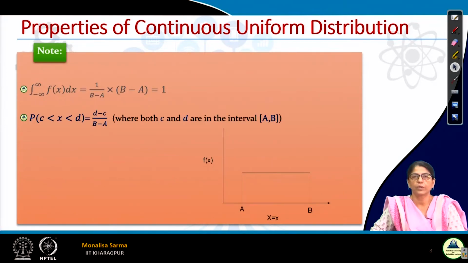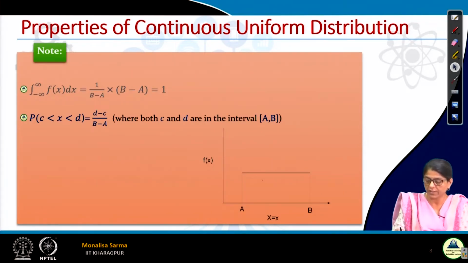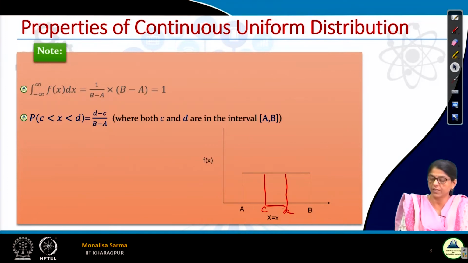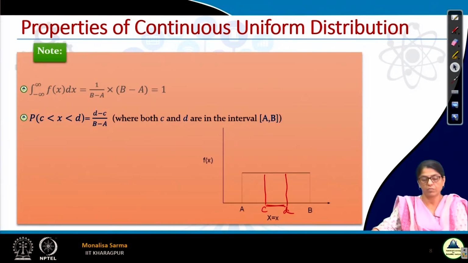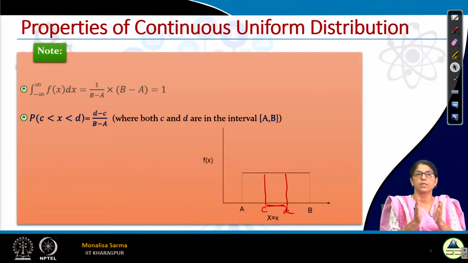Now, suppose we are interested in finding out the probability in this range C to D. What is the length of this area? The length is d minus c. Into what is my density function? The density function is 1 by b minus a. So my probability becomes d minus c by b minus a. That is the probability within the range C to D.